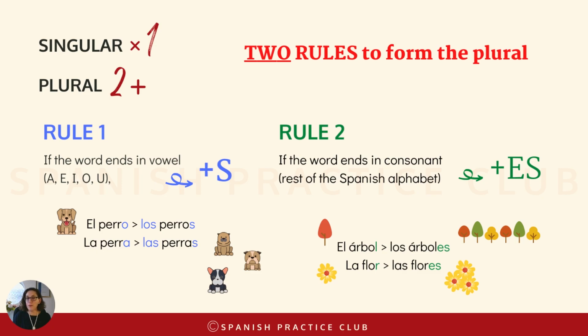Now, how do we form the plural of words that end in a consonant? So the rest of the alphabet in Spanish, if you don't have a vowel, you have a consonant. So if the word ends in a consonant, instead of adding an S, we need to add ES. So for example, on the right-hand side of the slide, we have the word el árbol, the tree. So el árbol ends in L. So to form the plural, we just need to add es. And we would say árboles. Los árboles, to say the trees.